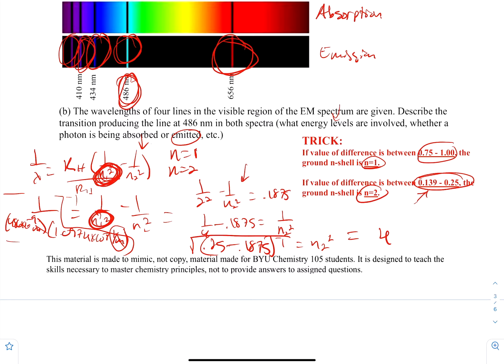What does that mean? That means it went from n equals 4 to n equals 2. And it had to be going from the higher one to the lower one because it's emitting something, right? So it's going from high to low. So yeah, this would be the transition, n equals 4 to n equals 2. That would be the answer. Just using this rule, I didn't have to plug in a bunch of guess and check, which is what they're going to tell you to do. Trust me, I've TA'd for forever, and that's what they're going to tell you to do. But this trick is so much easier.